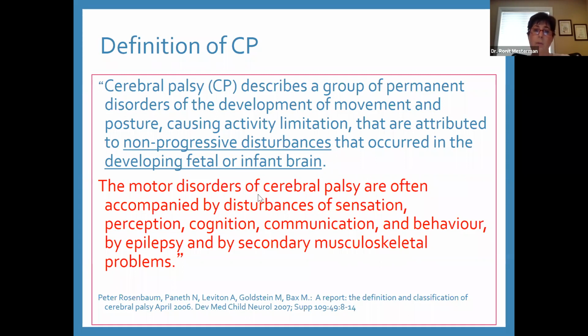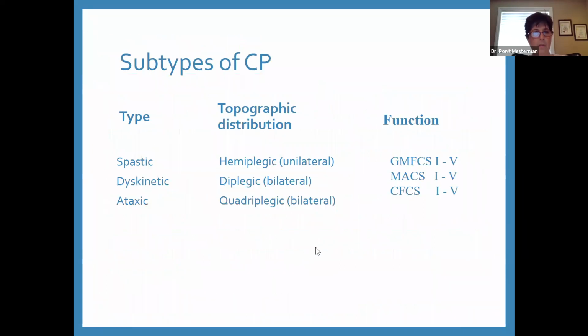But I do like to always mention in my talks that CP is really so much more. The second sentence was the driver for the revision of the definition, to put more emphasis on the non-motor components accompanying patients with CP. I will not go into that too much, besides the secondary musculoskeletal problems that are intertwined with the hypertonia. Cerebral palsy is really a bag of conditions. It's an umbrella term to describe many different conditions that present in many different ways.